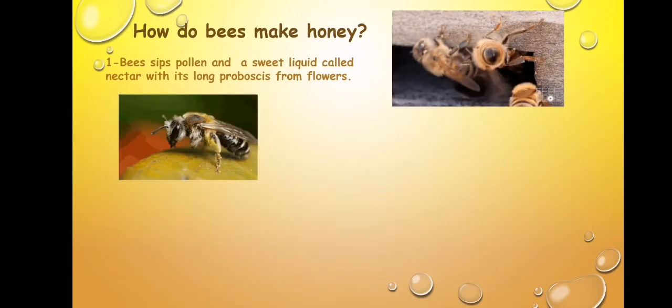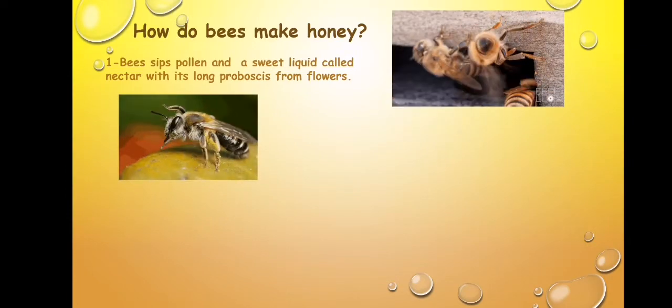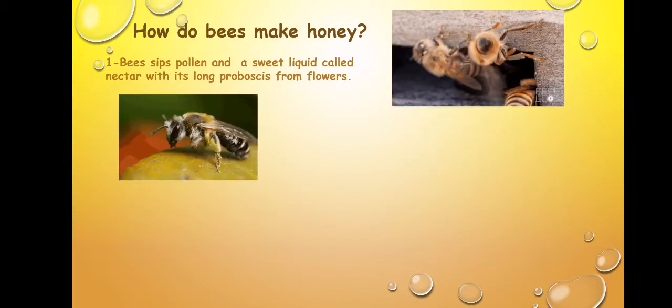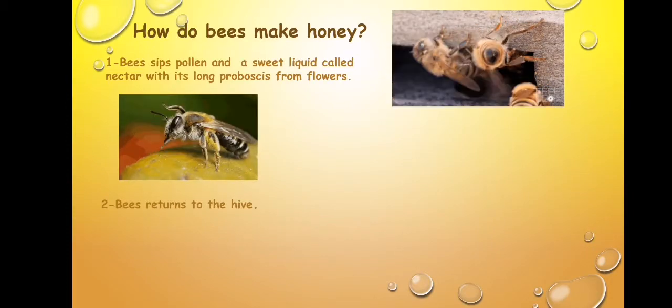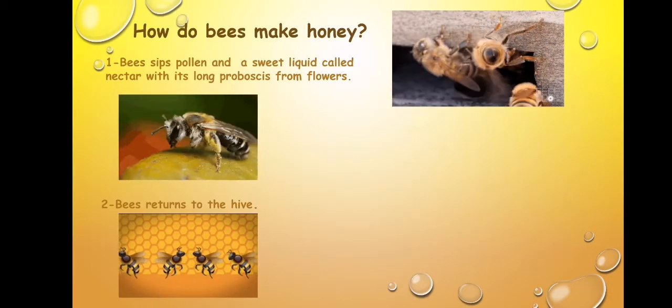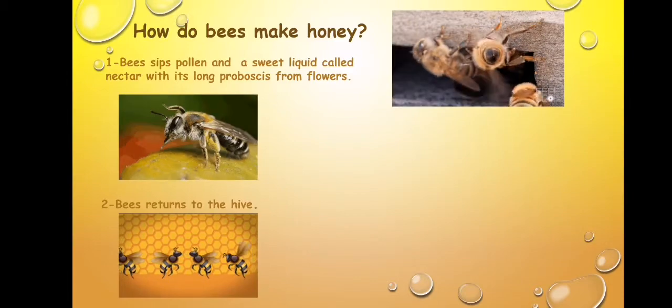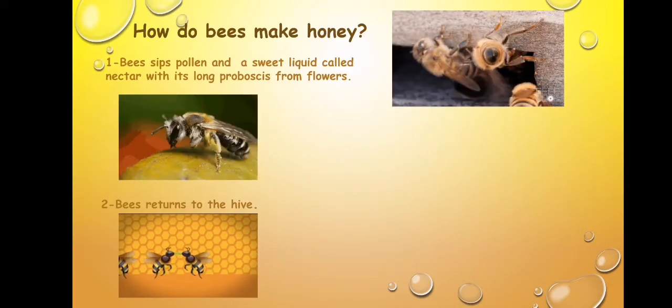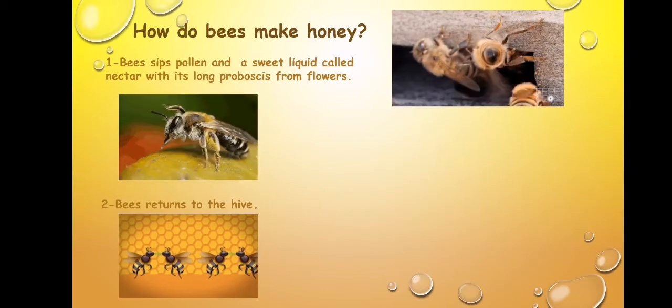Then this sweet liquid called nectar goes to their stomach. They have a special stomach for storage. Then the bee returns to the hive. When returning to the hive, the bee spits the nectar out and passes it to other bees. They do this a few times. Why do they do this?